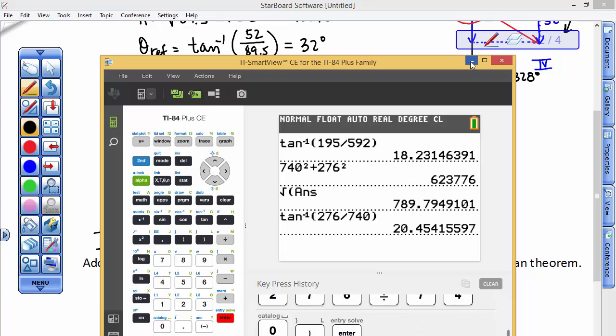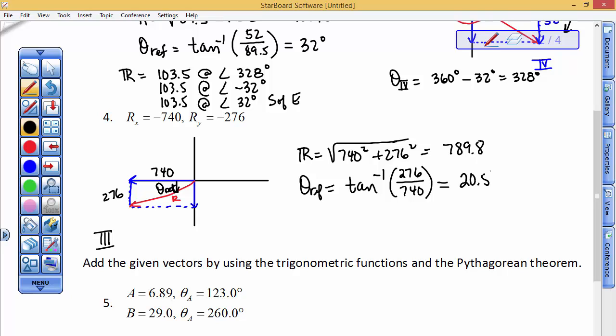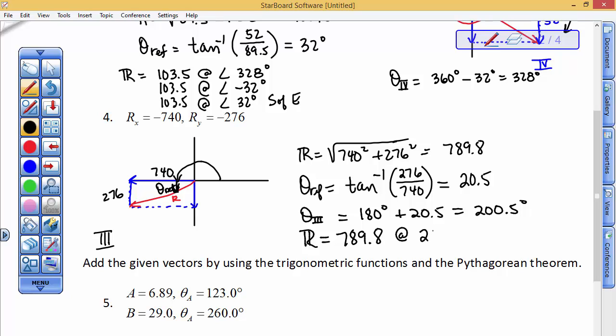Now don't forget, if I want to represent it in standard position, from here I go 180 and I add that 20 degrees. So to find an angle in the third quadrant, I take 180 degrees plus the 20.5 degrees, which is 200.5 degrees, and I would describe my resultant as 789.8 at an angle of 200.5 degrees. I could say at an angle of 20.5 degrees south of west. I can even describe it as about negative 160 degrees as well.